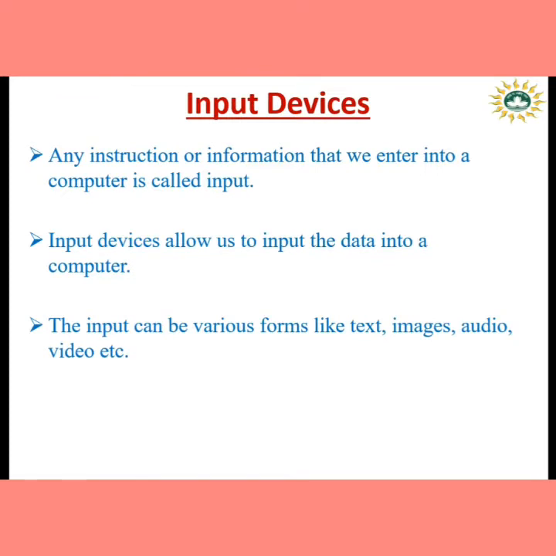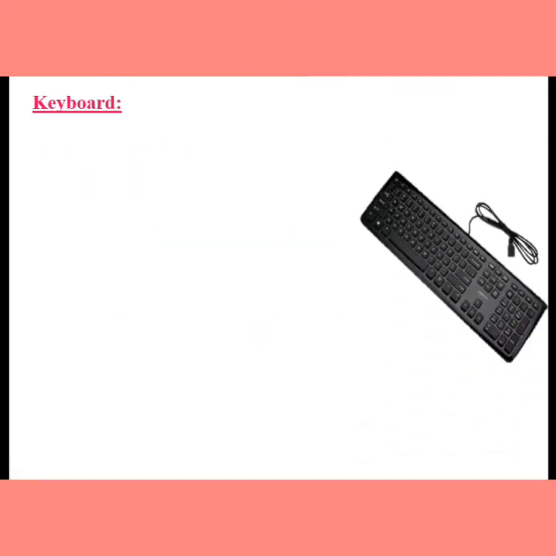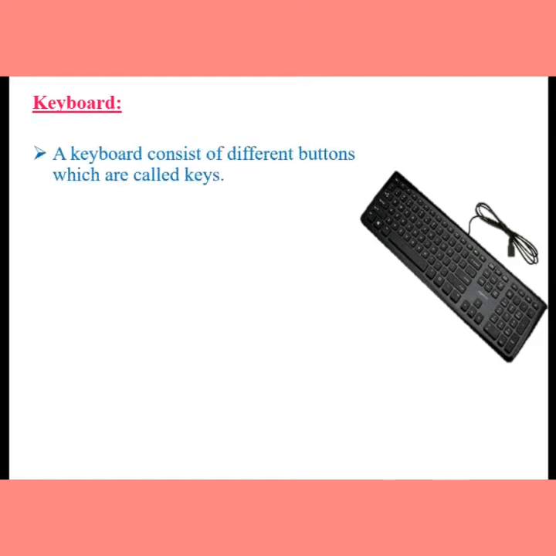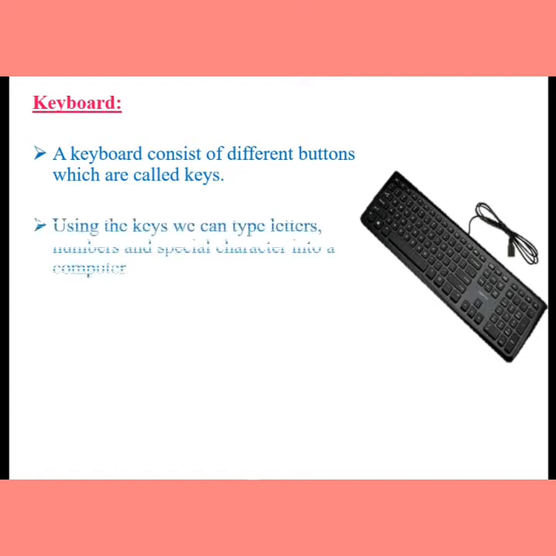Okay, now the first input device is the keyboard. Now we all know what a keyboard looks like. It consists of many buttons which are called keys of the keyboard, and using the keys we can type letters, numbers, special characters into a computer. Using the alphabet keys of the keyboard we can input letters and words. Using the numeric or number keys we can give any number input to the computer. Now also there are some special keys.